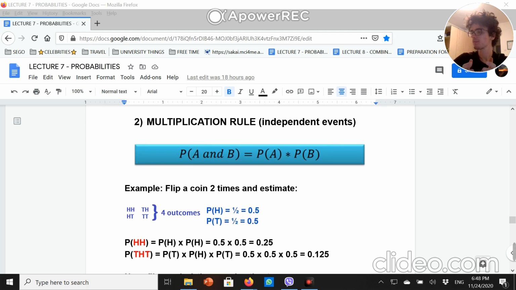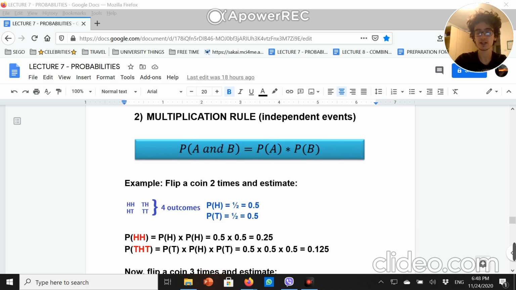No matter what you get when you flip a coin once, it will not influence what you get when you flip it a second time, fifth time, or any time. There's always a 50% chance of getting head or tail, and that's exactly what I wrote here: 0.5. When you flip a coin 2 times, you have 4 possible outcomes, right? You can get 2 heads, head tail, tail head, or 2 tails.